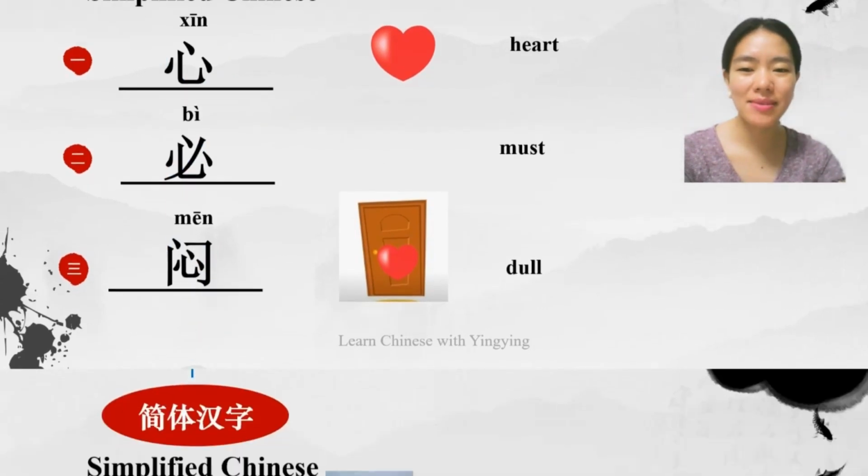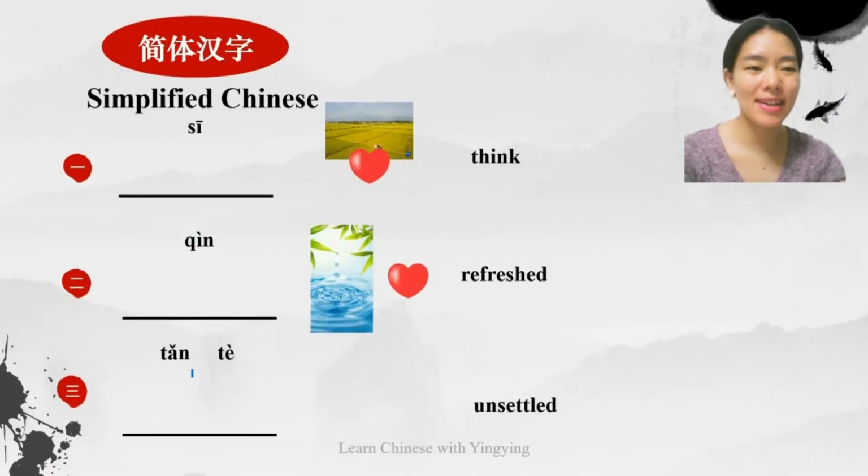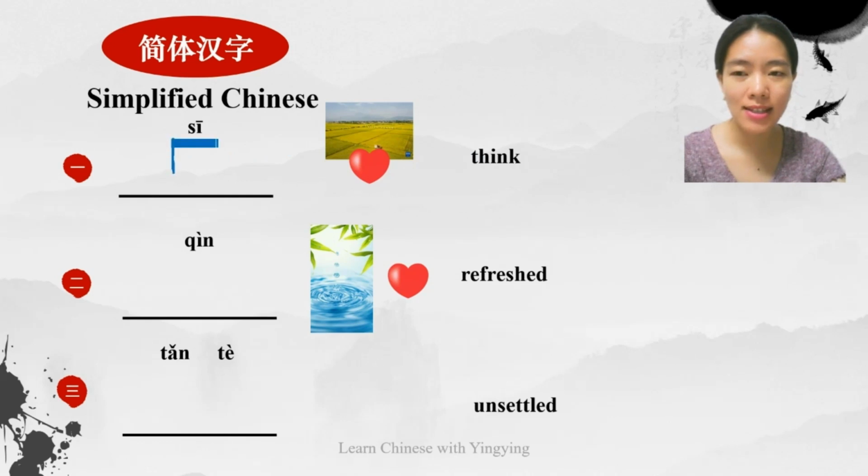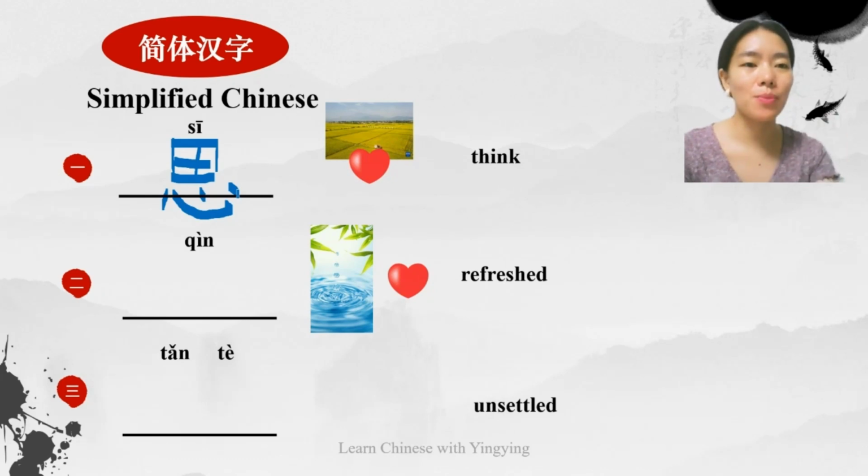Okay, let's go to the next one. So the same thing, can you write it? Okay, if you are done, let's check the answer together. So this one is si. It means think. So as we know, see, this is the shape of a farming land, and a heart at the bottom means we always put our heart to think how to improve the productivity, because farming or agriculture is so important to us. So it's 思, it means think.